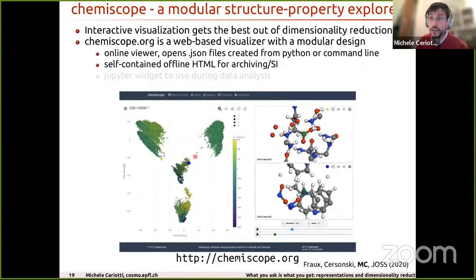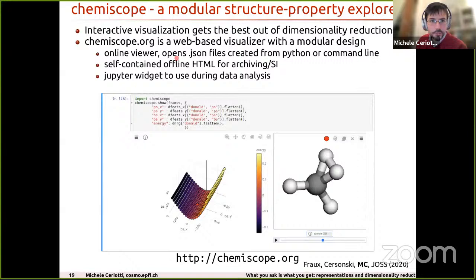And actually, you have no idea how many bugs we have found just by analyzing the outcome of a simulation with this kind of interactive tool. We have recently also made it possible to load the same widgets in a Jupyter notebook, so you can incorporate it in an analysis workflow that uses a Jupyter notebook. So if you want to try it, go to chemiscope.org.